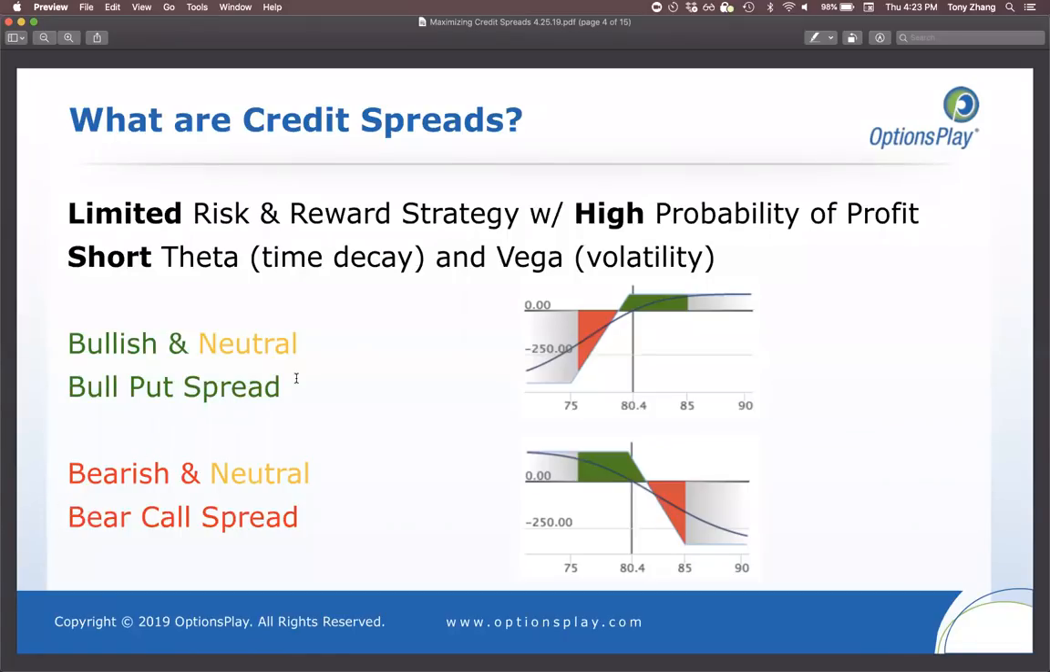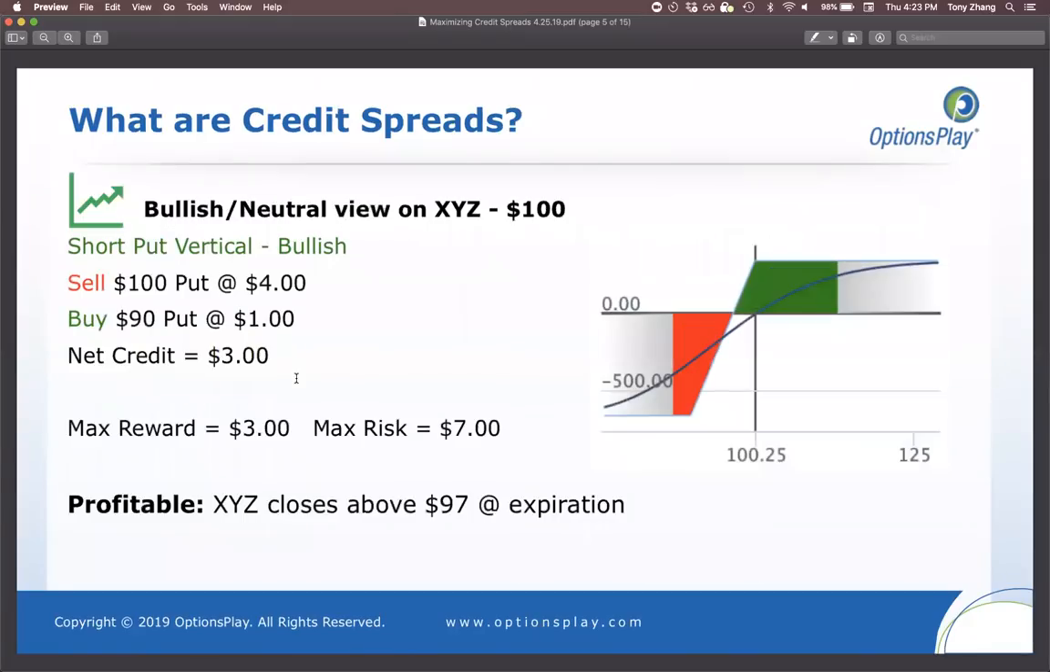So what I want to do in the next couple of slides is actually break down these two strategies to make sure you truly understand each one of them. First, we're going to cover the bullish example. Here, I'm going to use fictitious stock XYZ that's trading at $100.